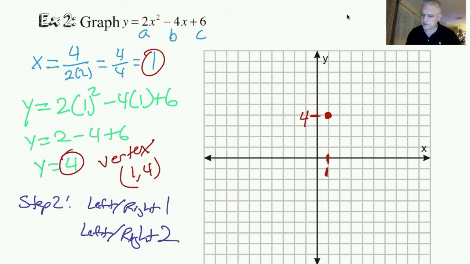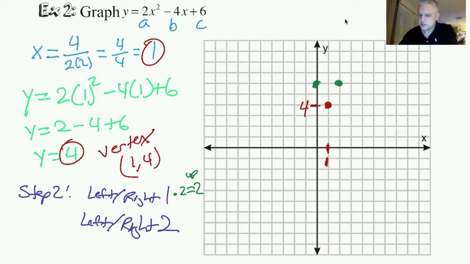So the only thing we need to remember is that my A was 2. Okay, so since A was 2, we are going to go, instead of left, right 1, and then in this case, up 1, we're going to go 1 times 2. So we're going to go up 2. Okay, so from our vertex, we go left 1 up 2 and right 1 up 2.